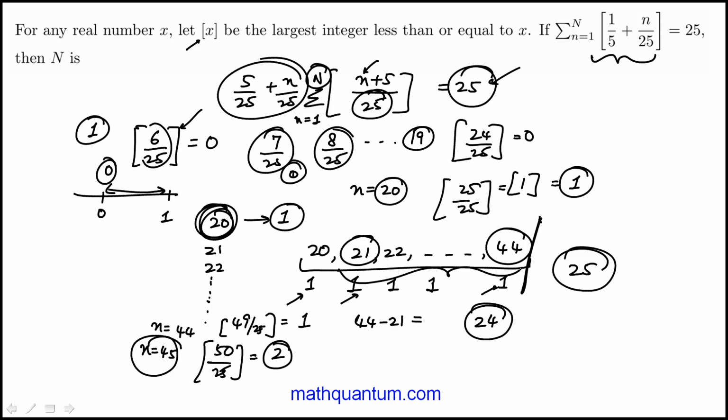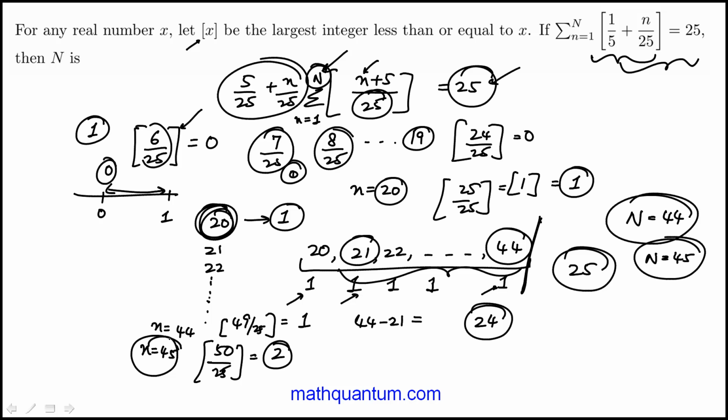And so if we go back here, that capital N just needs to be 44. So when n is 44, that sum would be equal to 25. If we go to 45, for example, then at this point, we'll get 2 more. So in that case, the sum would be 27. But that's not our condition here. So the answer is n is 44.